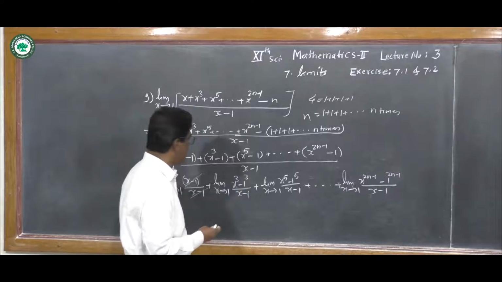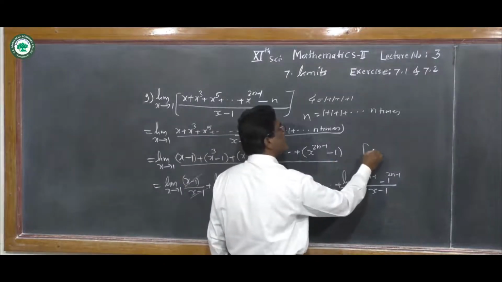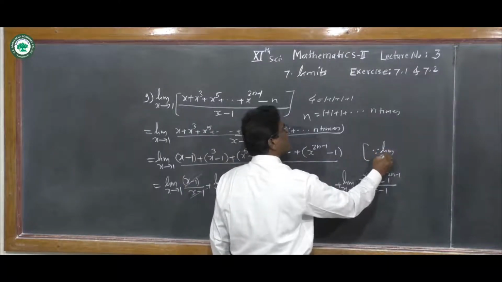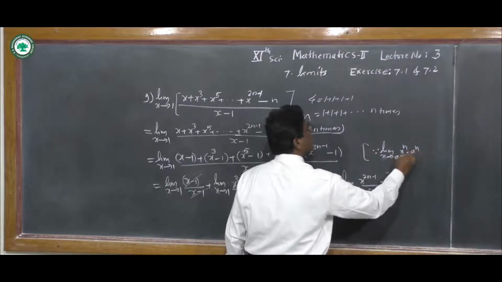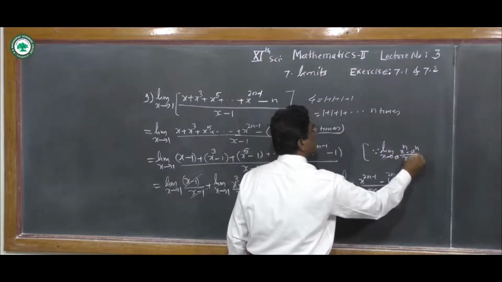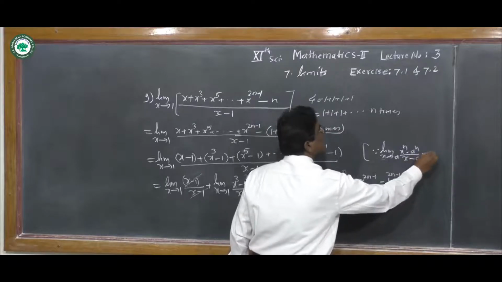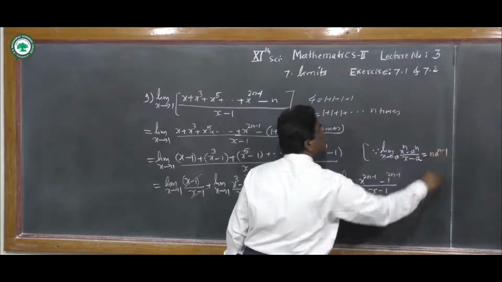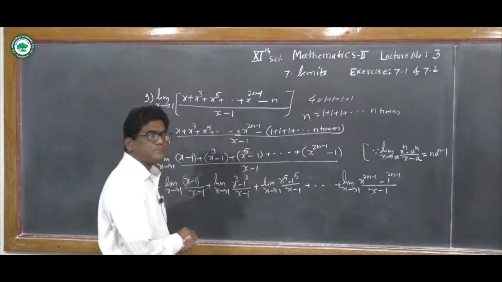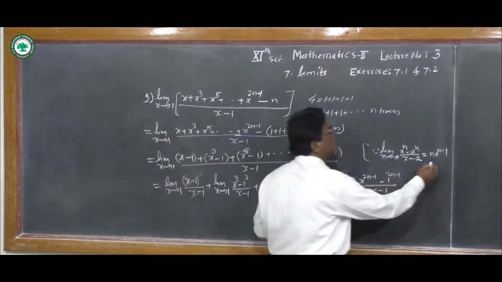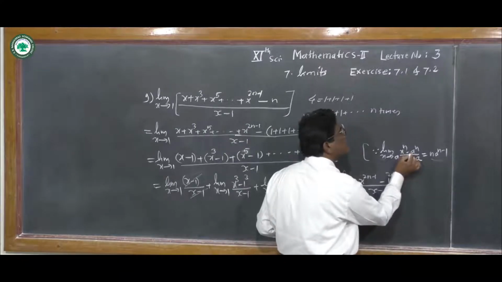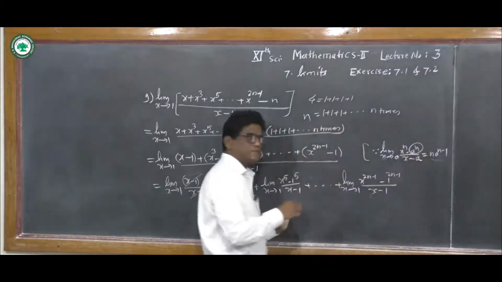Which standard formula? That is limit x tends to a, x to the power n minus a to the power n divided by x minus a is equal to n into a to the power n minus 1. So here we write n into a to the power n minus 1 from this term.